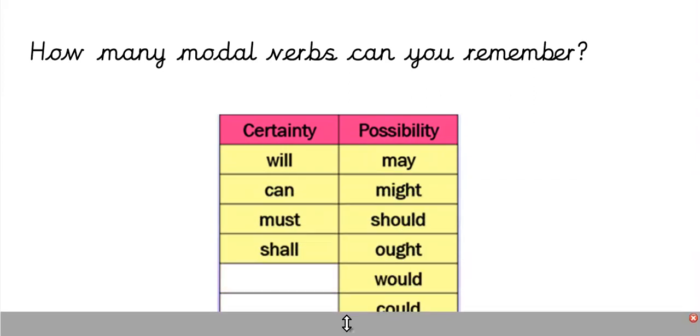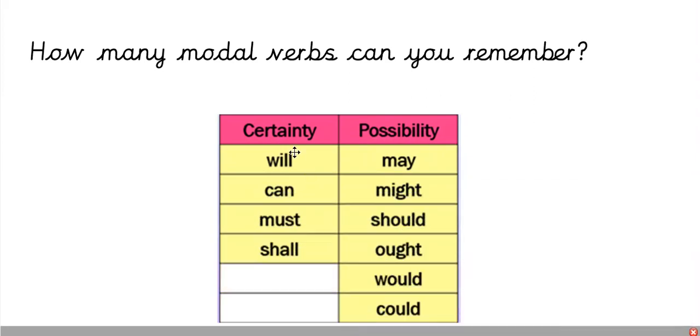So we've got certainty: will, can, must, and shall. And for possibility, we've got may, might, should, ought, would, and could. Well done if you remembered all of those modal verbs. So today then we're going to be looking at adverbs to show possibility.